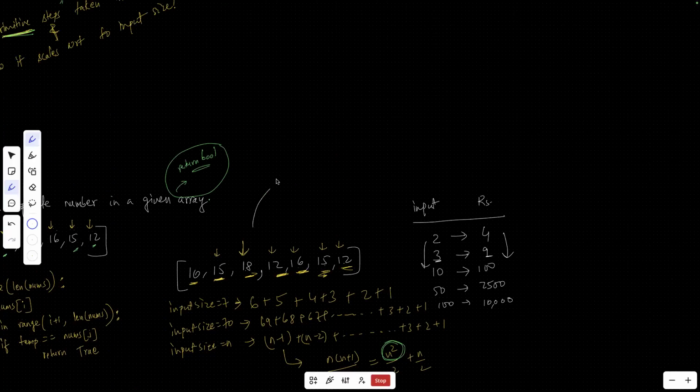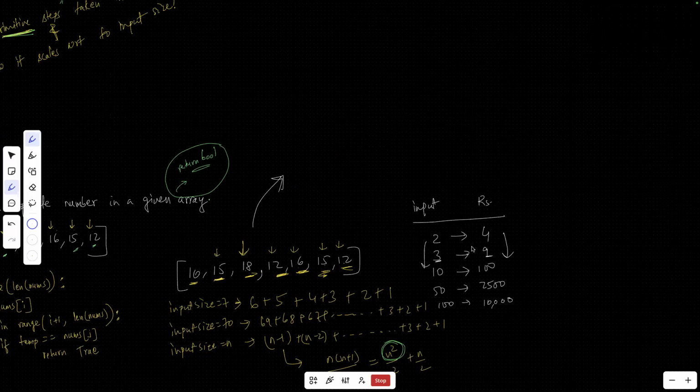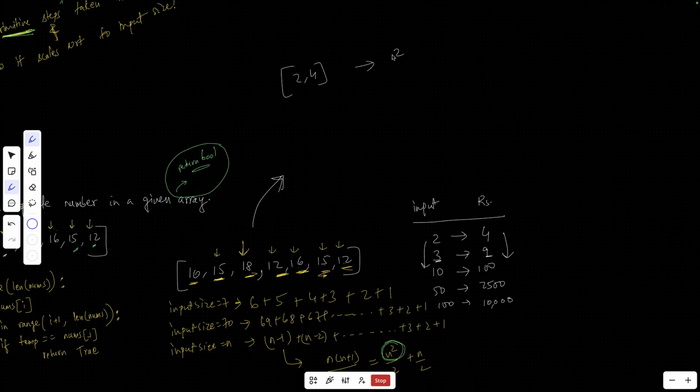Yesterday in the formula I got it, but this is rough. Roughly, say you are having 2 and 4. So how many steps will it take? 2 steps, suppose, right? It is taking 2.